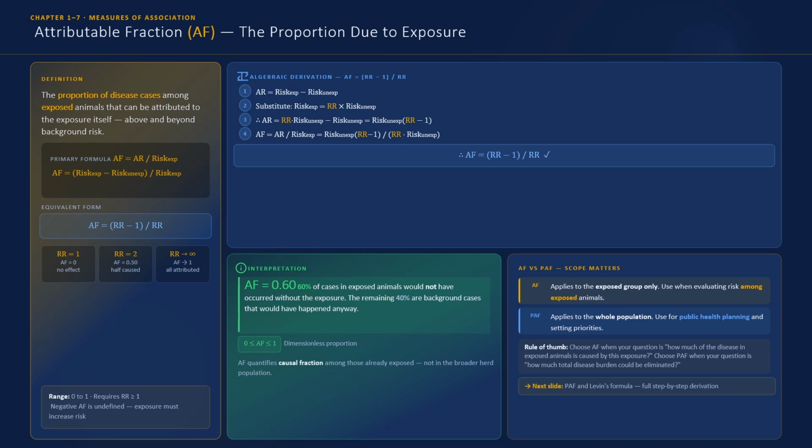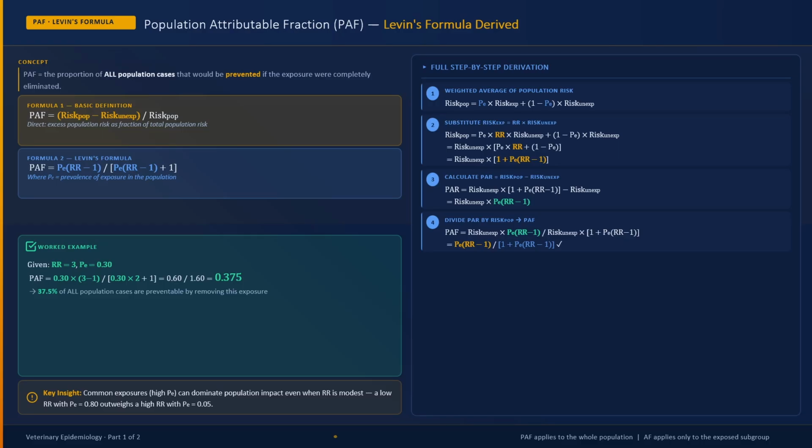Attributable fraction requires a risk ratio of at least 1. A negative attributable fraction is undefined. And keep the scope straight. Attributable fraction is the exposed group only. Population attributable fraction, coming next, is the whole population. Levin's formula. This is the one candidates most often memorize badly, so let's build it instead.